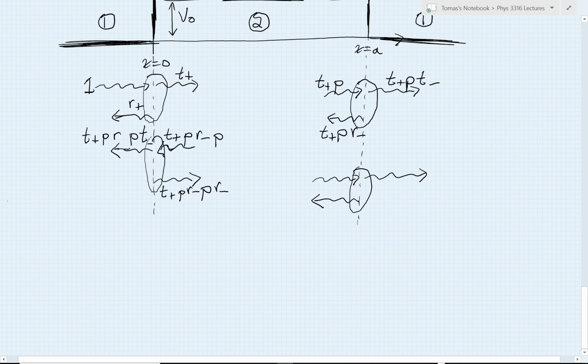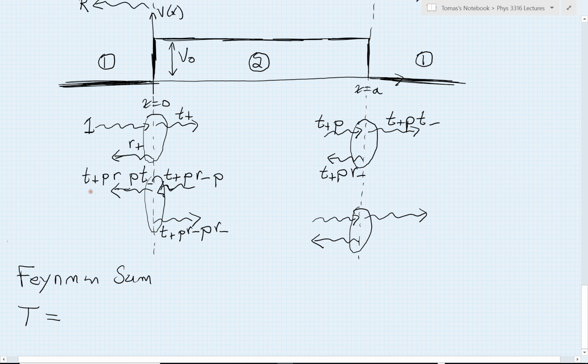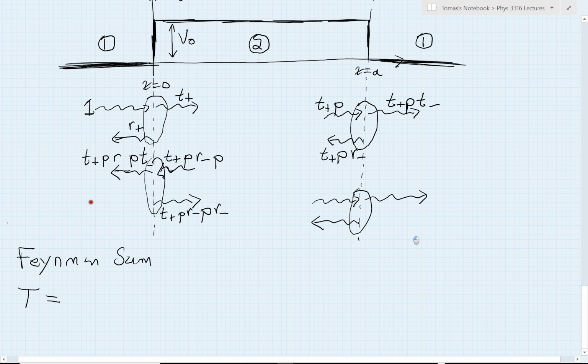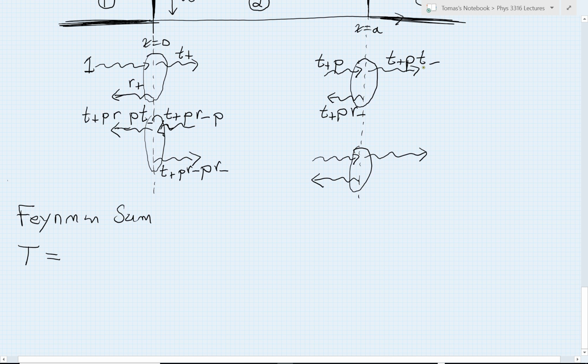So let's determine then the overall transmission coefficient, capital T. Here we're now going to form what are known as our Feynman sums. As you can see, we're going to get a whole series of these outward going waves, and by our notation, they should all be added together. The first term we can see has this structure. It has a T plus, a P, and a T minus.